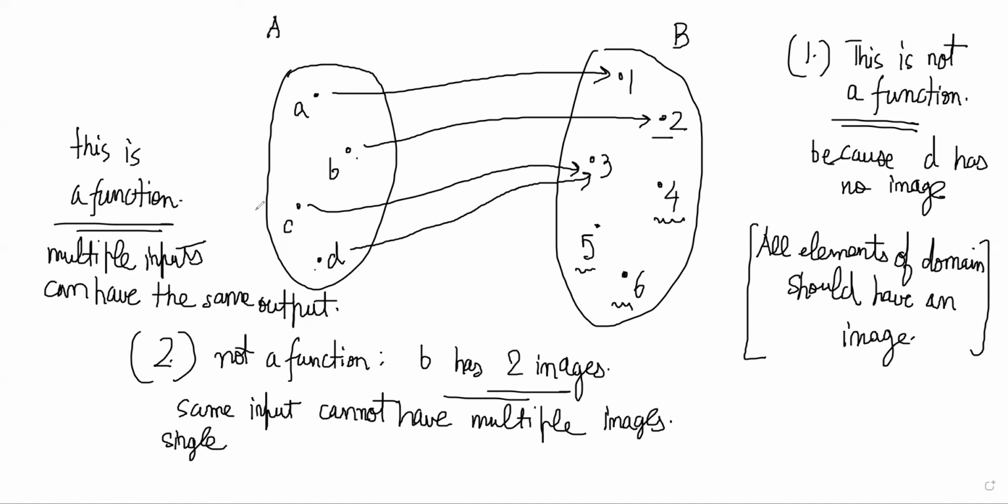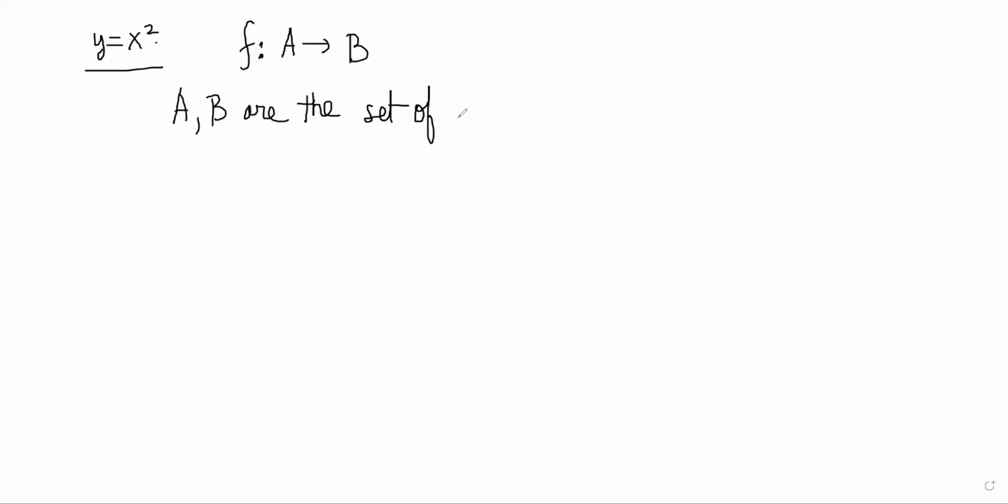Yes, sir. For example, I will give you the example of a function like this: y is equal to x square. This function is defined from set A to B, where A and B are the set of real numbers. You know what real numbers are, right? Yes, sir. Real numbers is the set of rational and irrational numbers. So basically, all the numbers that you have seen so far come under the criteria of real numbers. They are all real numbers.